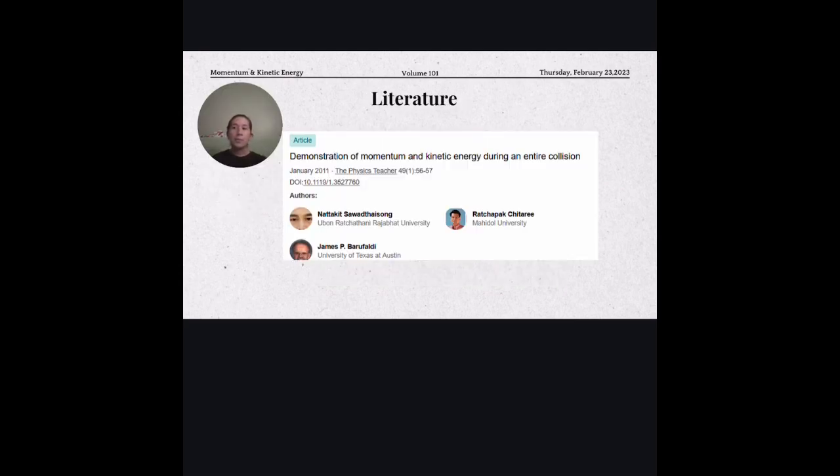This study showed how momentum and kinetic energy behave during a collision. It really focused on analyzing the entire interaction, not just the before and after. They found that momentum remained conserved, but kinetic energy did fluctuate in terms of an elastic collision, which we did not really see in this lab, but it is worth mentioning.